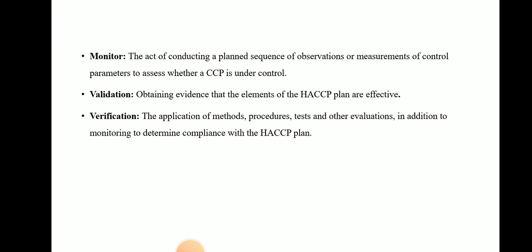Monitoring is the act of conducting a planned sequence of observations or measurements of control parameters to assess whether a CCP is under control. Validation is about obtaining evidence that the elements of the HACCP plan are effective. And verification is the application of methods, procedures, tests, or other evaluations, in addition to monitoring, to determine compliance with the HACCP plan. These are some of the important terminologies that will be used frequently when we learn more about the application, so we need to understand what exactly they mean.